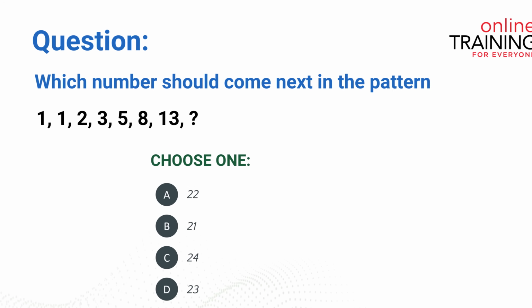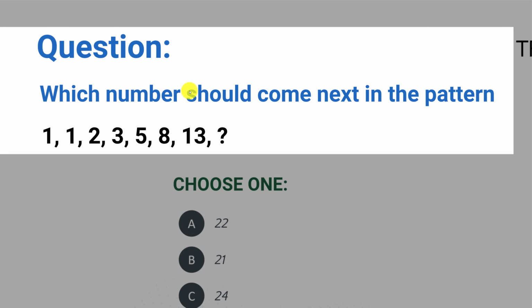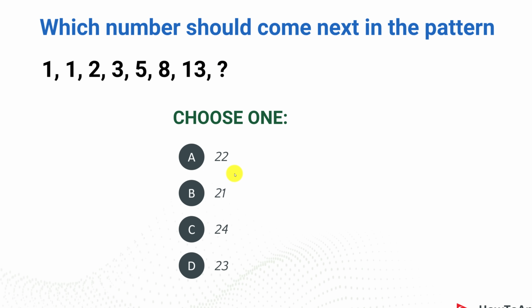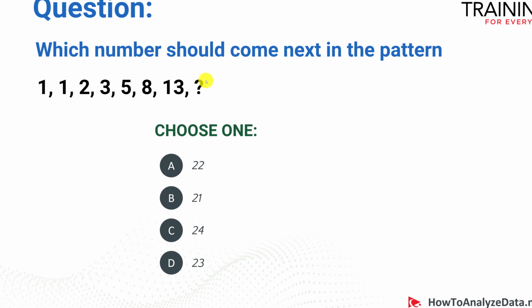Now let's look at another pattern type question. Which number should come next in the pattern? You have a pattern of numbers: 1, 1, 2, 3, 5, 8, 13. Let's first determine what the pattern is here. Obviously there are 4 choices, but the result is calculated based on the pattern that we need to determine. Which one do you guys think is the right one here?